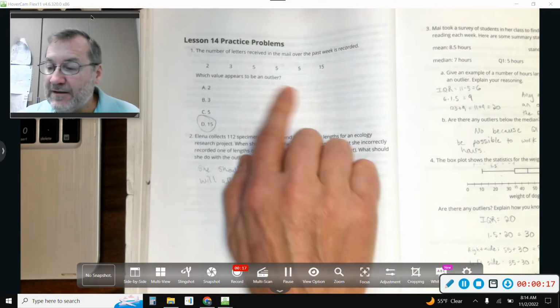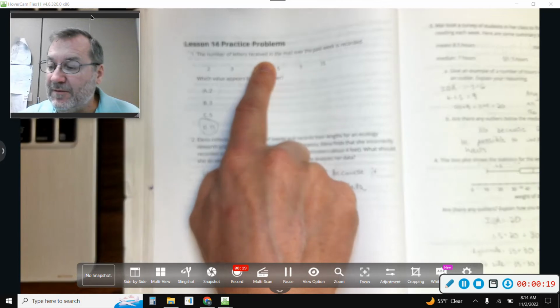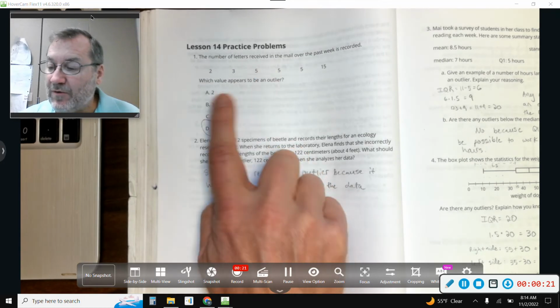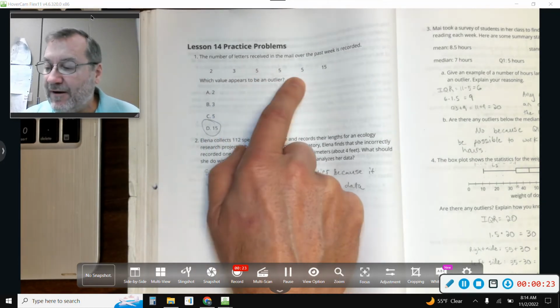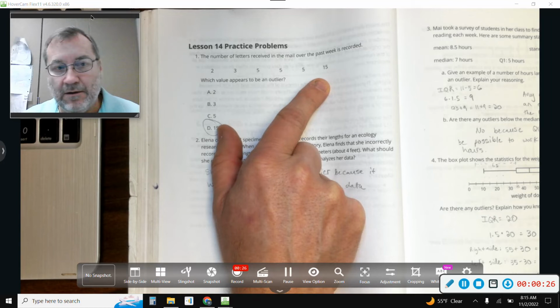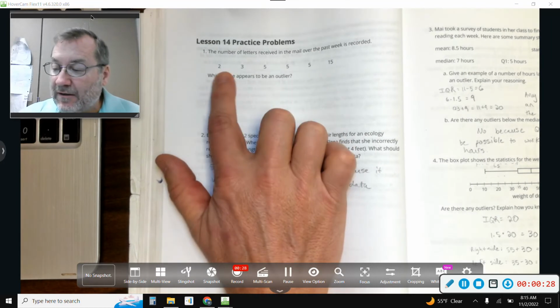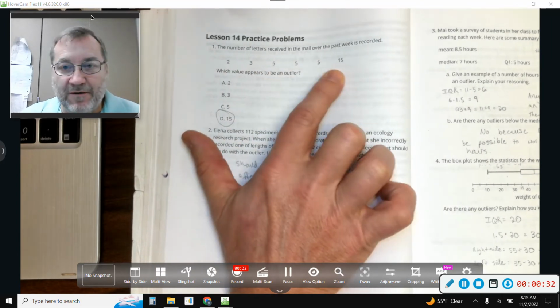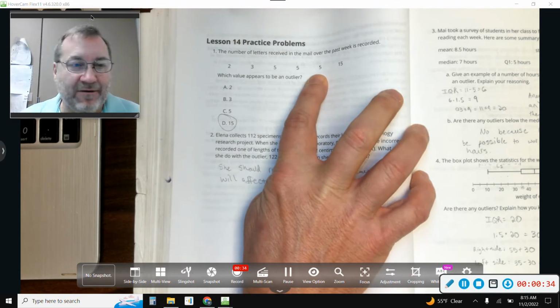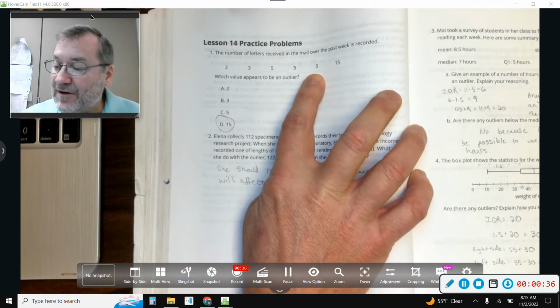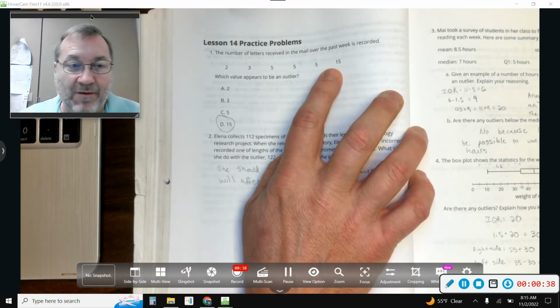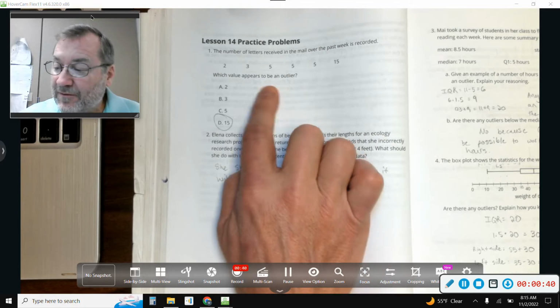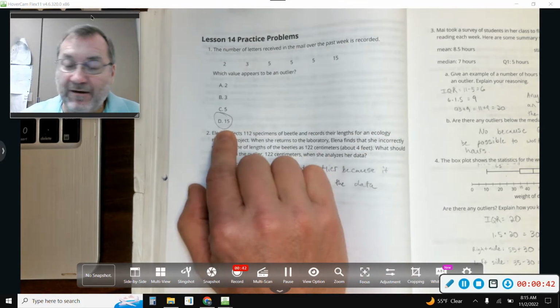Number 1, it says the number of letters received in the mail over the past week is recorded. So you got a 2, a 3, a 5, a 5, a 5, and then a 15. As you can see here, we've got a pretty tightly compacted little group of numbers, and then 15, which is like 3 times higher than the next neighbor to it. So that one sticks out like a sore thumb. Which value appears to be an outlier? I'll say 15.